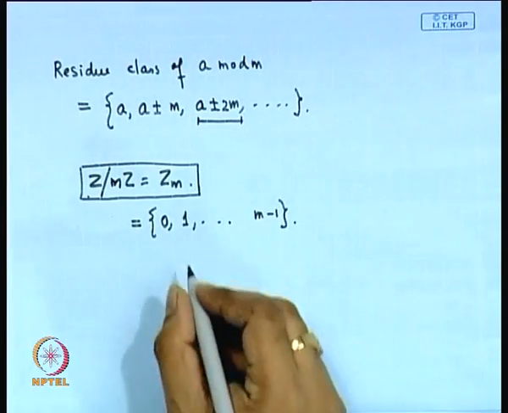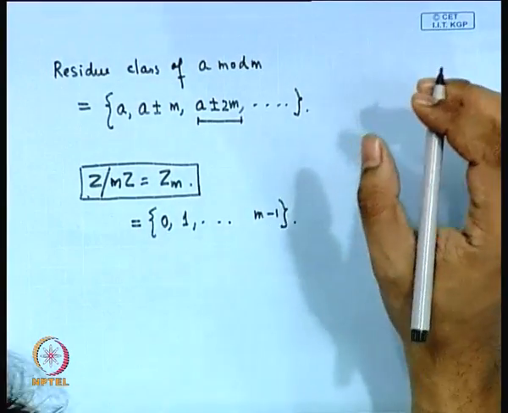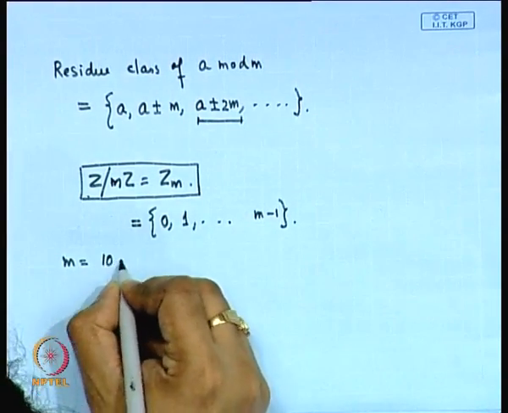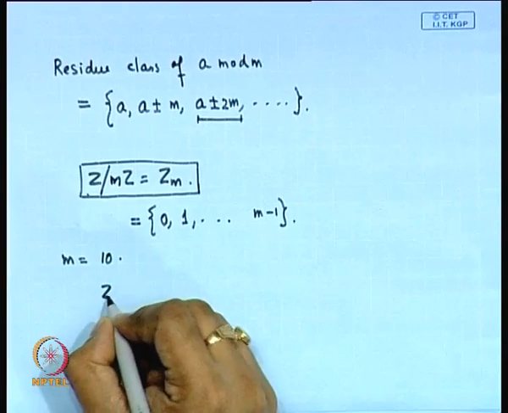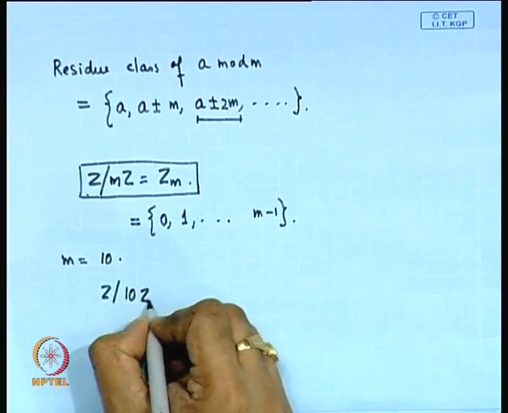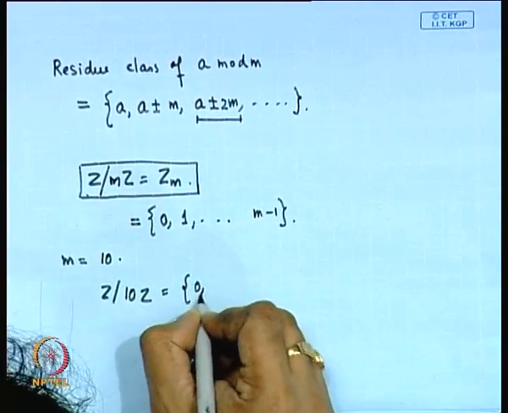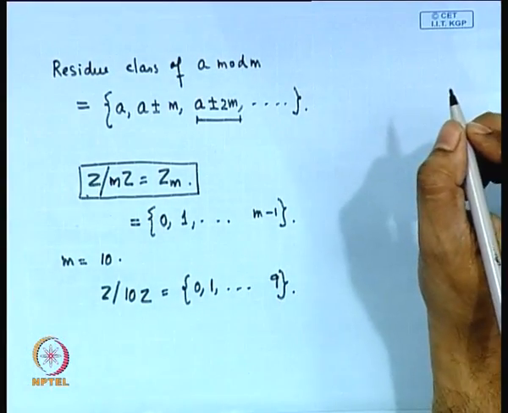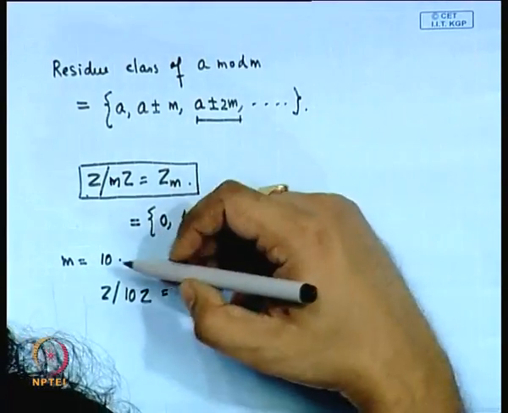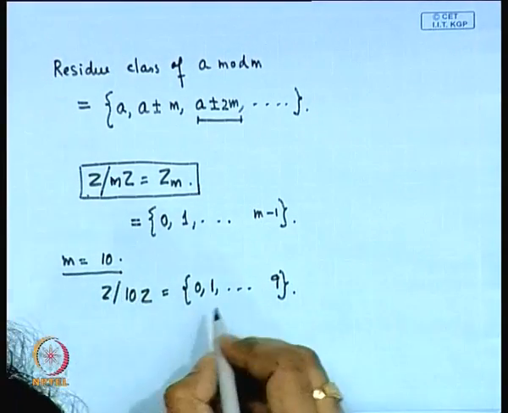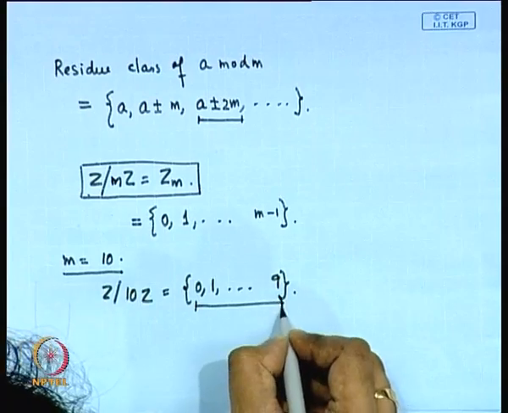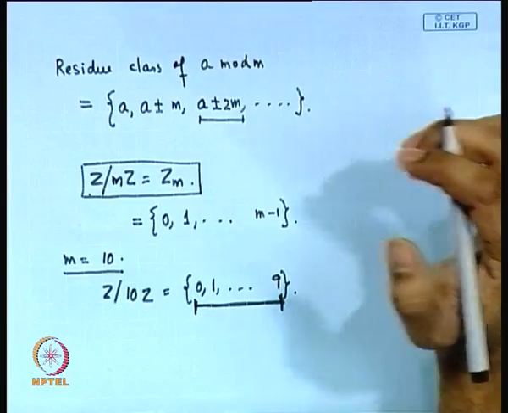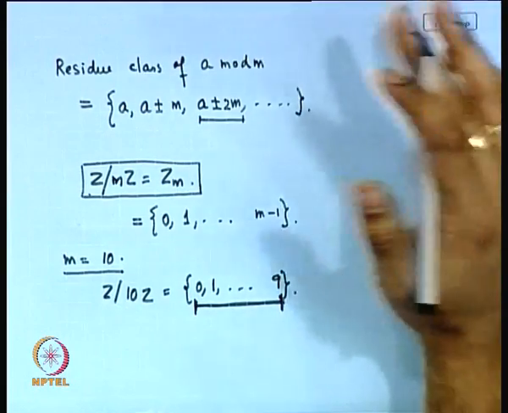So an example of this would be, let us take the example of 10, and define what is Z/10Z. Then this will comprise the numbers from 0, 1 till 9, that is 10 minus 1 is 9. So if you take M equal to 10, then these are the maximally possible numbers which are also incongruent to each other.